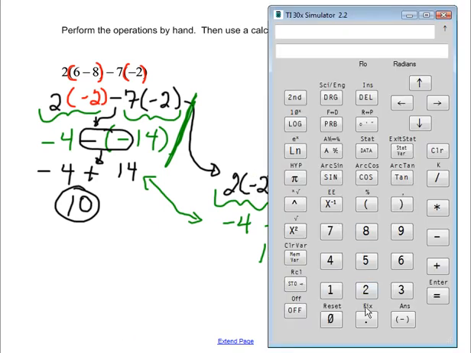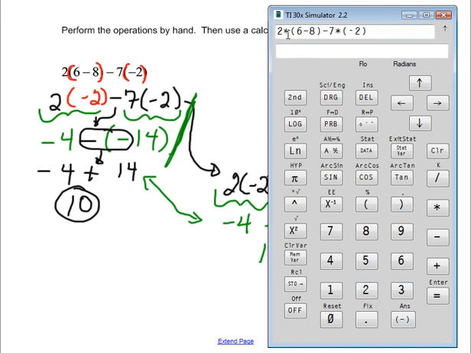So we want to be sure we're using parentheses on our calculator. So 2, and that's going to be multiplied by 2, so I want to use my multiplication sign. Calculators don't always like juxtaposition, so we're going to put in the multiplication sign, parentheses, 6 minus 8, and then close the parentheses. Notice I'm just putting in the whole problem here. And then we have minus 7, and then times, in parentheses, the negative 2. So we're just writing down the original problem as we saw it.